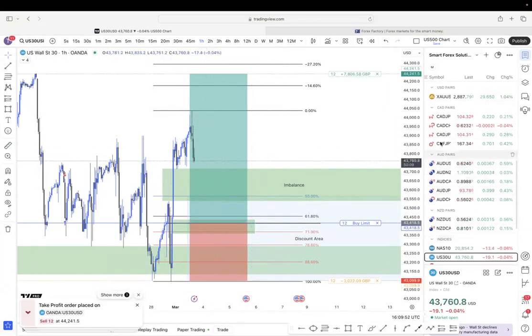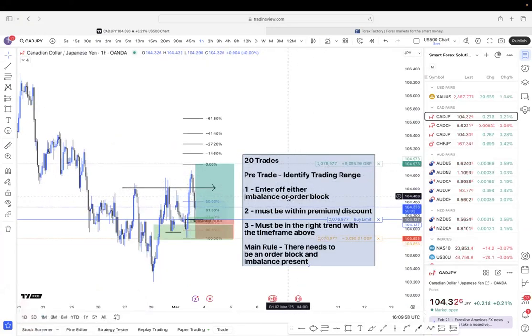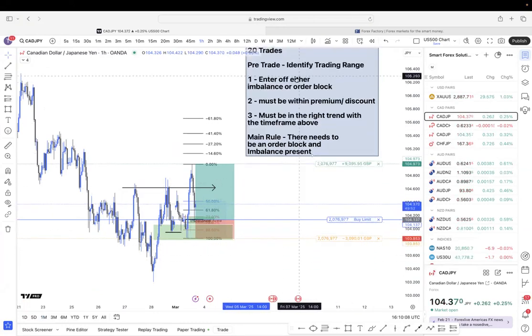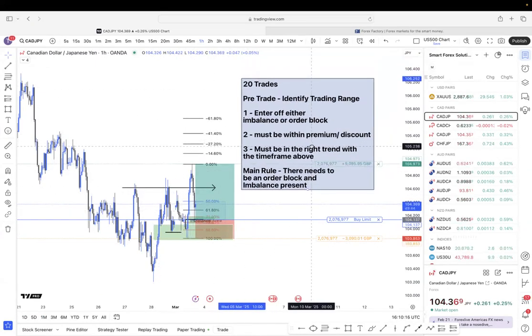If we look at our rules we've actually got in place, we identified our trading range. We're entering off of either the imbalance or the order block. We must be in a premium or discount. We are in trend with the right time frame above. The main rule is there needs to be an imbalance and an order block as well, which is sitting there. In the trades we've found so far, we have done that. We're just looking for higher probable setups now.